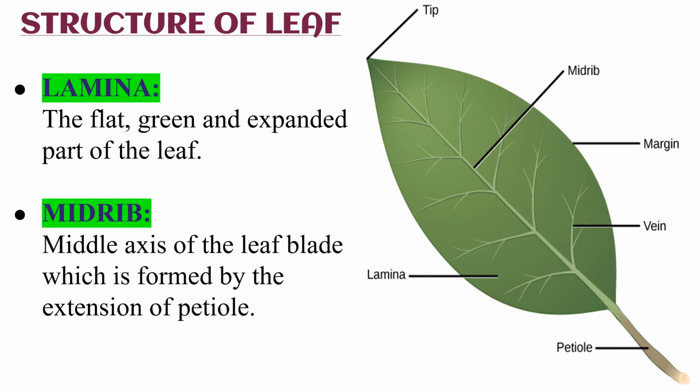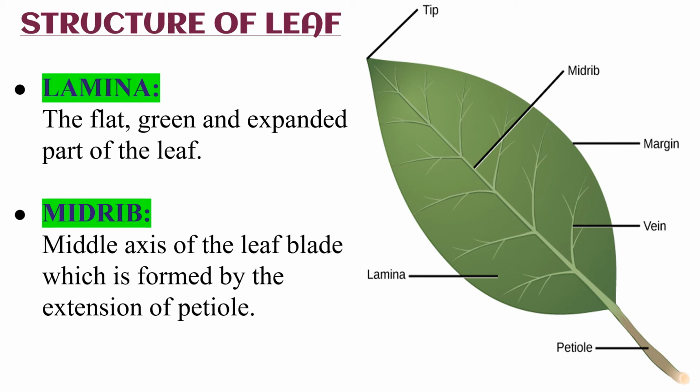Lamina, or leaf blade. It is the green, flat and expanded part of the leaf. Midrib. Midrib is formed by the middle axis of the leaf blade, or we can say that the middle axis of the leaf blade is called midrib. It is formed by the extension of petiole.